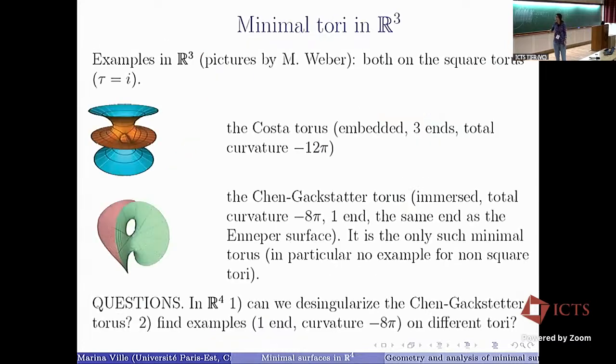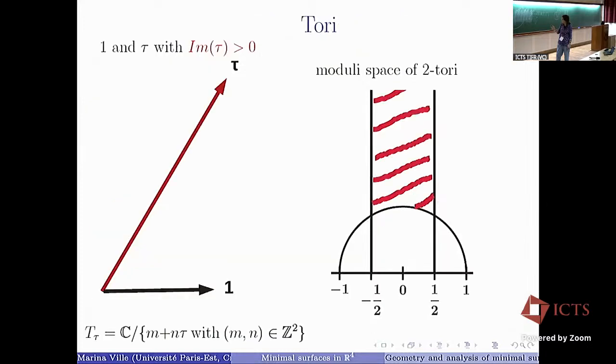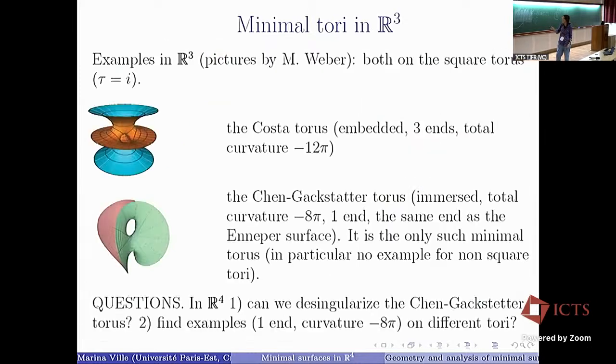So we start with R3. What do we have in R3? So in R3, we have some examples. They're all on the square torus. The square torus is here where tau is equal to 1. So it makes sense, the fundamental domain is a square. So with the Costa torus, which is embedded, which Barbara mentioned.